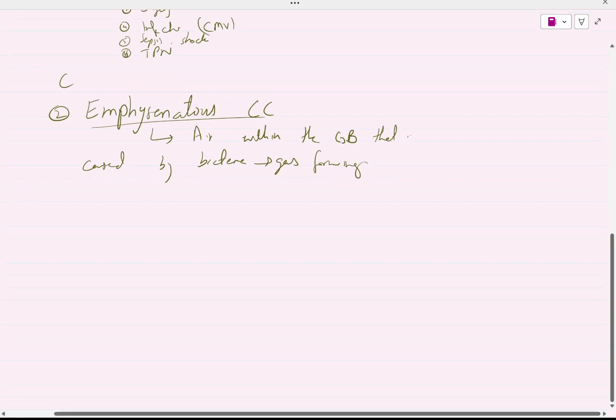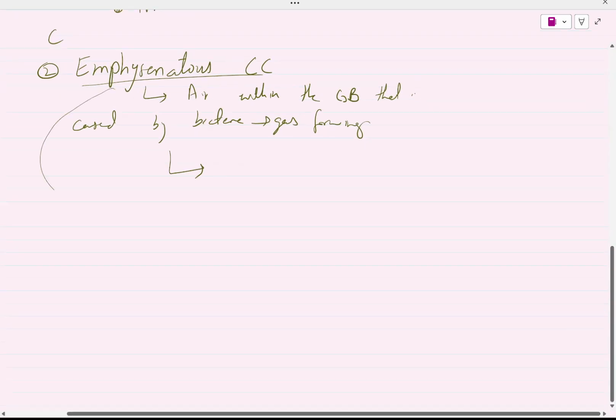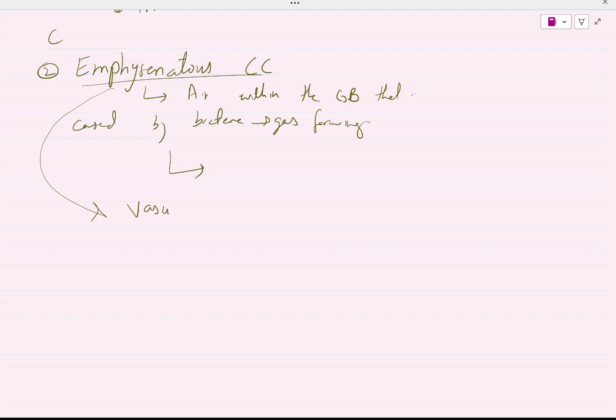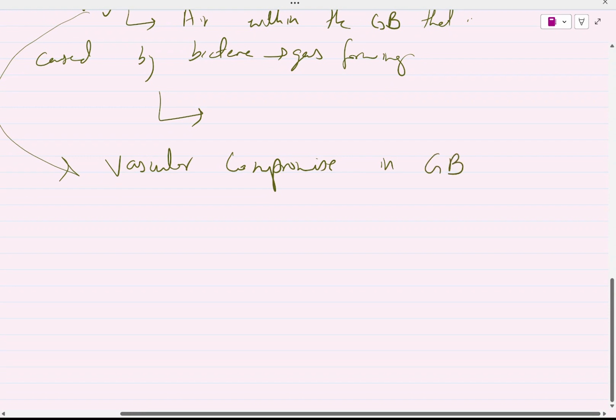It is also a form of acute cholecystitis. So, a 70-year-old man with diabetes comes to you with right upper quadrant pain. What will you investigate? You will investigate the right upper quadrant structures. So what is the pathophysiology behind the development of gas in the gallbladder? There is vascular compromise, like ischemia, in the gallbladder.